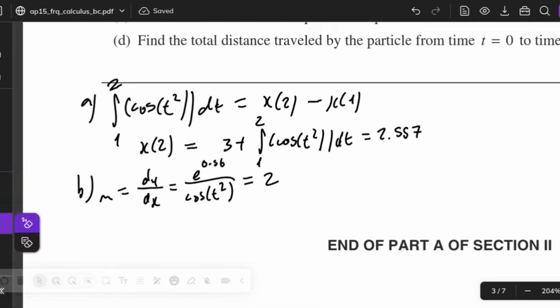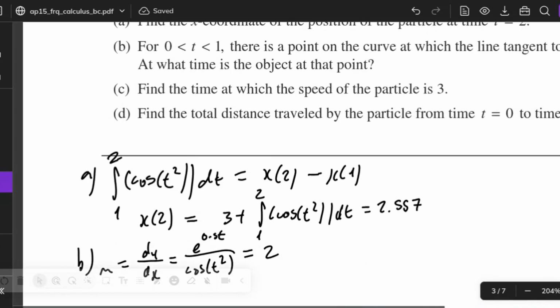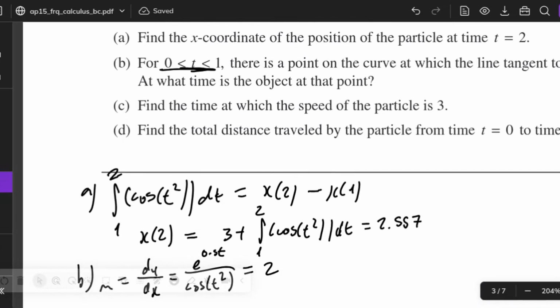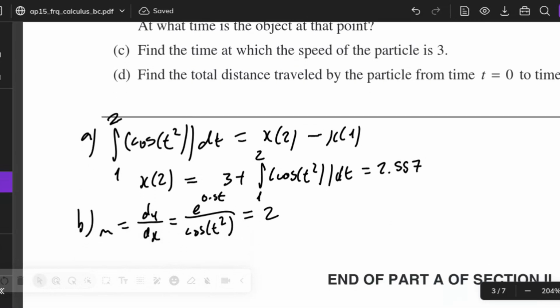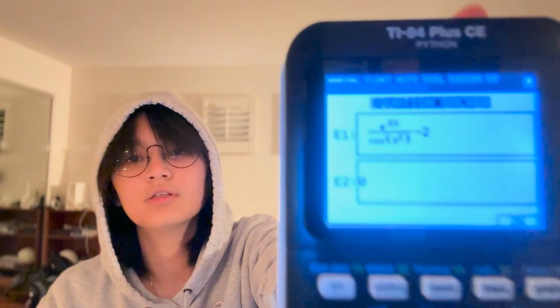And to solve this, you can either use the solve function on your calculator, or you can find where they intersect. Me personally, I use the solve function, but we have to be very careful that our answer is within the bounds, right? We are given the bounds from 0 to 1, so t cannot be less than 0 and cannot be more than 1. Let's go ahead and plug that into our calculator really quickly. Get t is equal to 0.840.